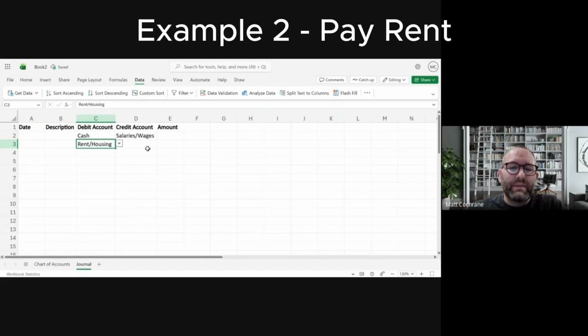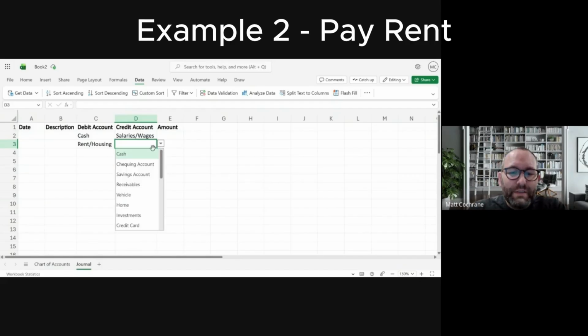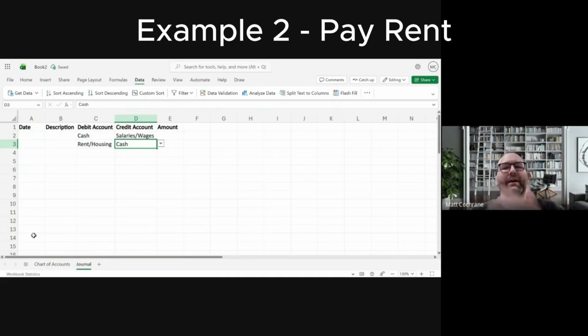There it is. And then what's being credited? Well, the other account that's being affected is cash. You pay for your rent with cash. And so cash is going to be decreasing. Cash is an asset. Assets decrease with credits. So we're going to choose here cash, and our cash has dropped.